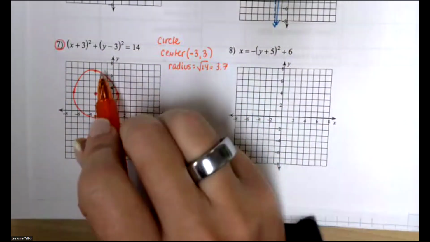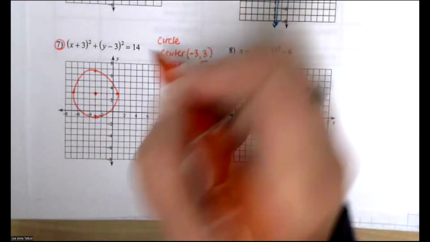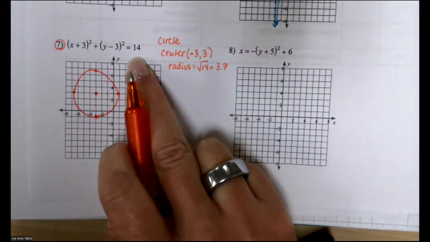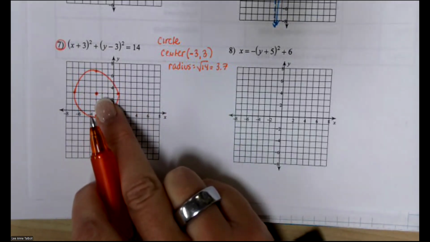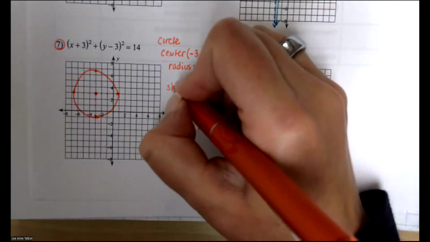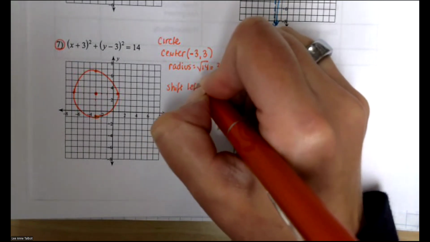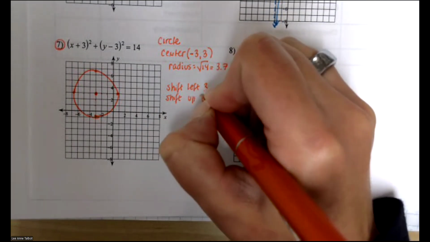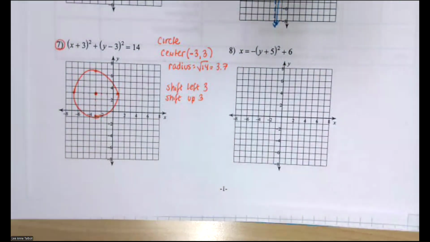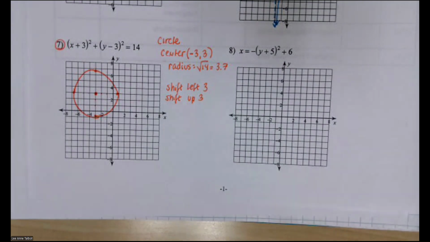Okay, now on these guys, this is a vertical and horizontal stretch kind of at the same time. It's a dilation about the center of the circle, but we're not going to write that. We're just going to do shift left 3, shift up 3. Don't worry about the dilation part. I'm not going to ask you to do that on a circle. But you should know the left 3, up 3 business.